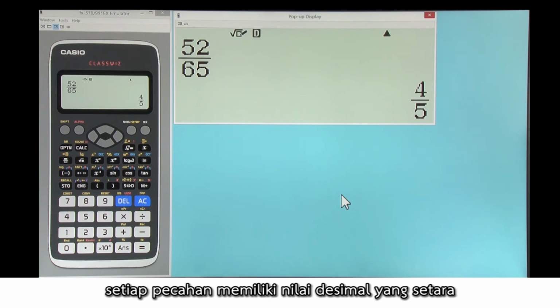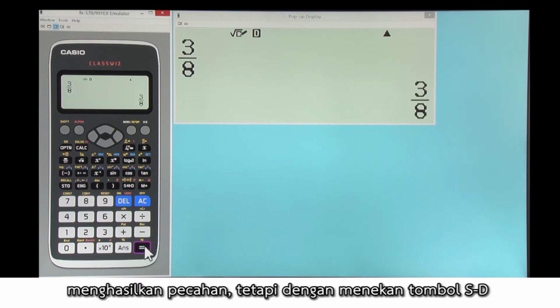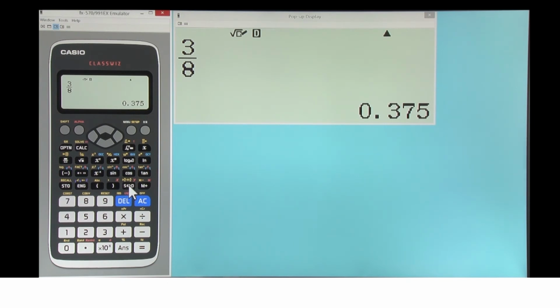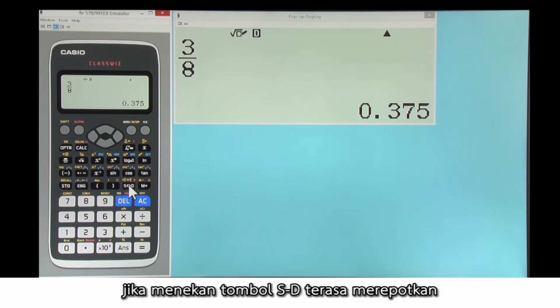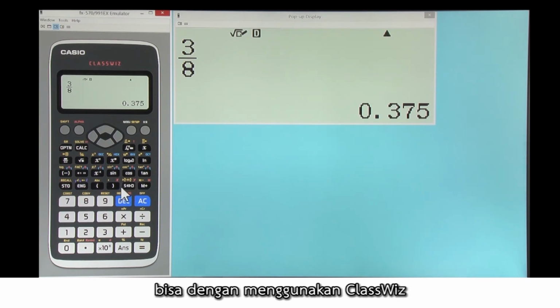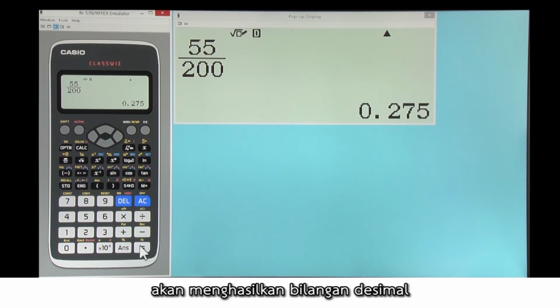Every fraction has an equivalent decimal. So if we put in a fraction, for example, 3/8, we'll get a fraction, but we can always find the decimal by tapping the S to D key. It can be inconvenient to tap the S to D key. Sometimes we might want the decimal directly. So we can use on the ClassWiz, 55 divided by 200, and tap Shift and the equals key, which will immediately produce the decimal result.